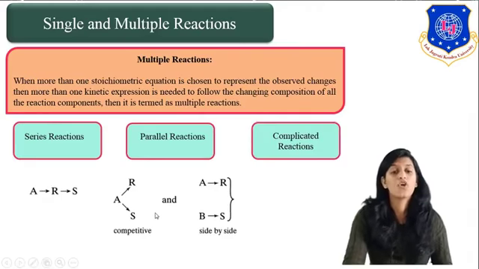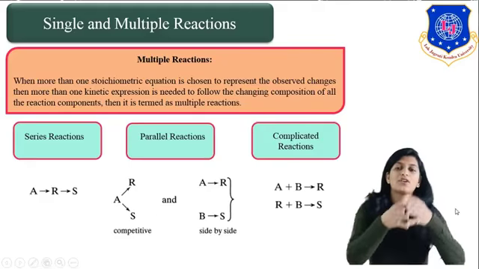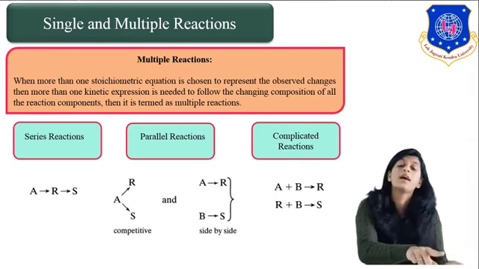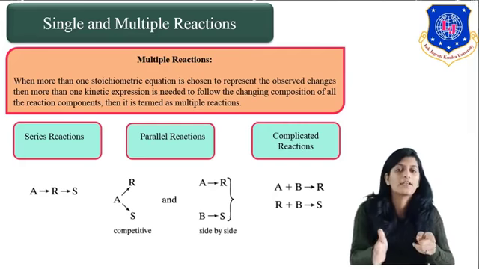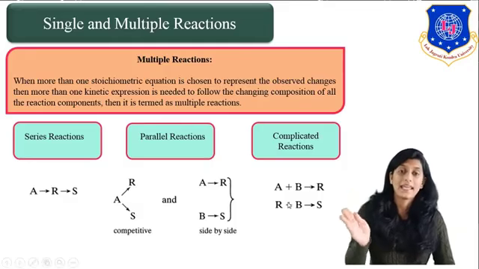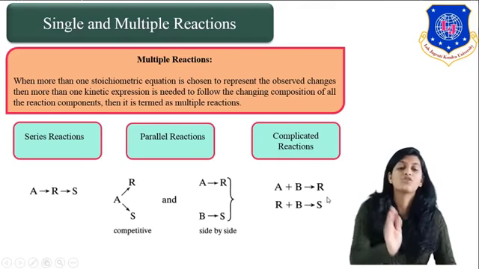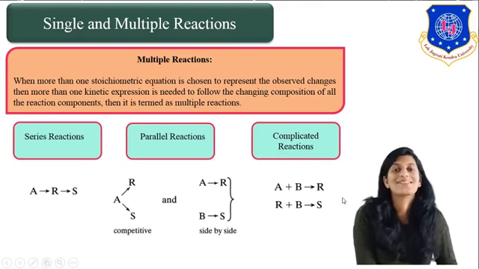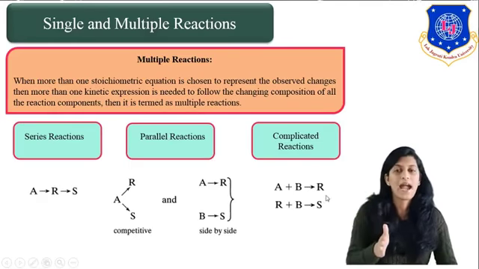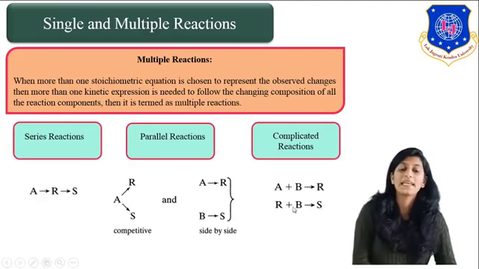Or there may be a complicated reaction like this, where A plus B combine together to form some intermediate product R, and that intermediate product R again combines with one of the reactants to give you your desired product. As you can see in this reaction, A and B are reactants. Both the reactants combine to form the intermediate product, which is R. And that intermediate product R is again combining with one of the reactants, which is B, to give you your desired product S. So this is known as complicated reactions.